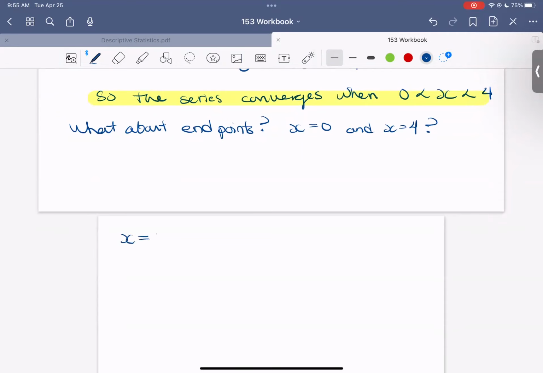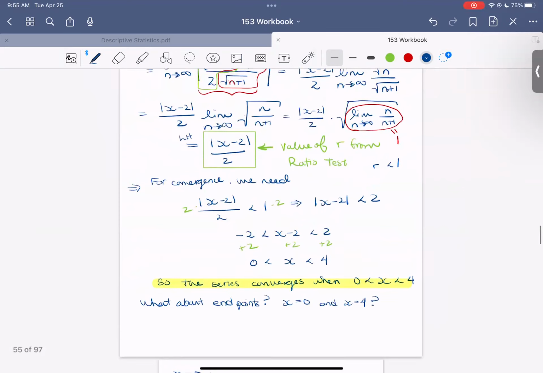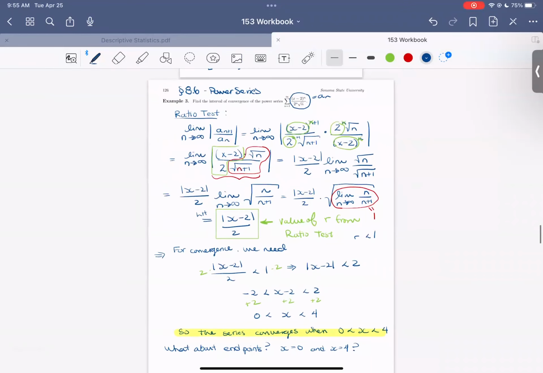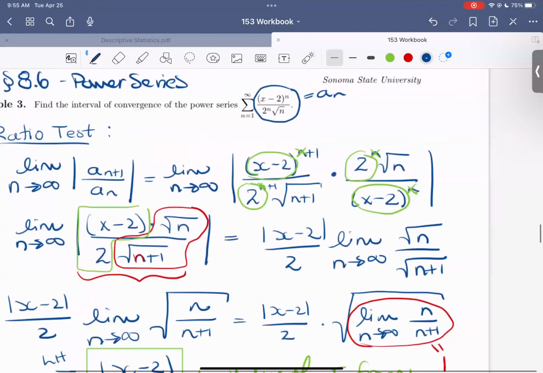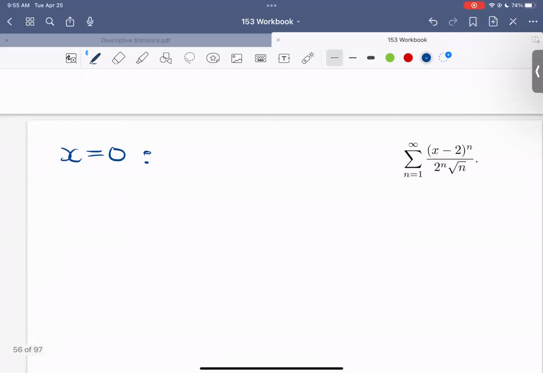So let's consider when x equals 0. So what does our series become? I'm going to go ahead and copy it down again just so I can see what that series is. If you still have your paper out in front of you, go ahead and do that. All right, so here we are. So when x equals 0, we get the series of n equals 1 to infinity, (0 minus 2) to the n over 2 to the n root n.